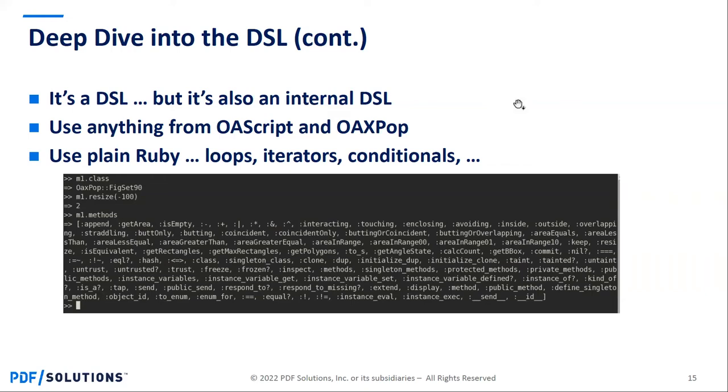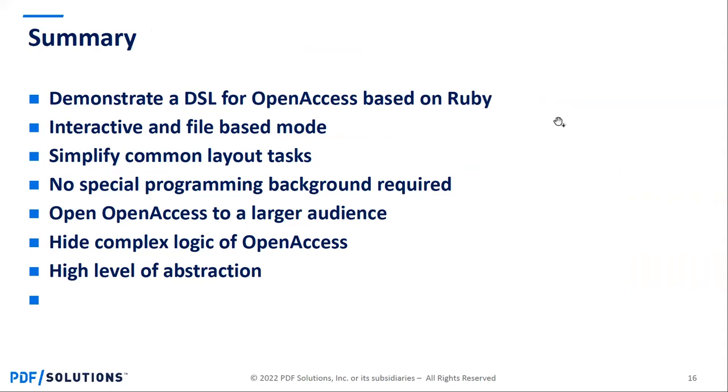Okay, next slide. So, summary. I demonstrated a simple DSL for OpenAccess based on Ruby. It has an interactive mode as well as a file-based mode. The idea is to simplify common layout tasks, meaning creating rectangles, moving rectangles, whatever you can think of, Boolean operations. There is no special background required. I mean, worst case, you have a little manual with 50 or 100 commands.